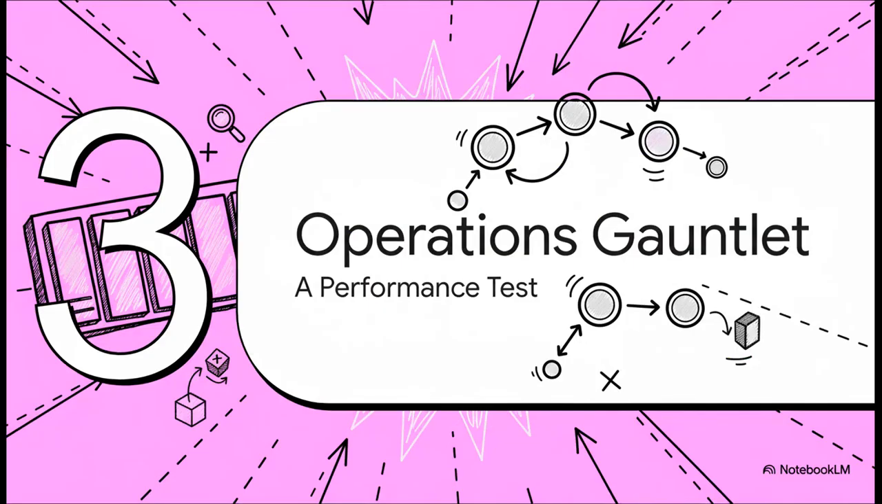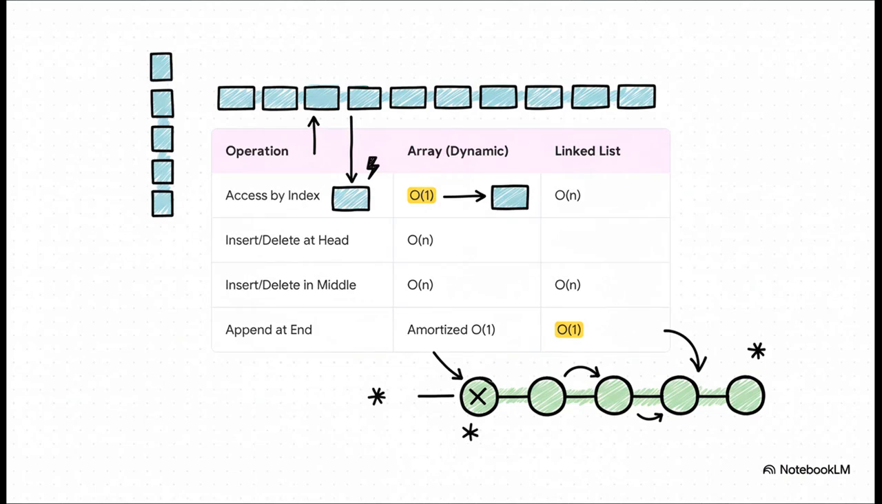Okay, theory's one thing, but how do these two actually perform in the real world? Let's throw them into the gauntlet and see how they handle the most common operations. All right, this table tells you almost everything you need to know. Look at that first row, access by index. The array is a clear winner with O(1), or constant time. That means it takes the same amount of time to get the first item as it does the millionth. It's incredible. But then, look at the next row, insert/delete at head. The tables are completely turned. The linked list is O(1), super fast, while the array is O(n), which means it gets slower the bigger it gets. This right here is the fundamental trade-off.